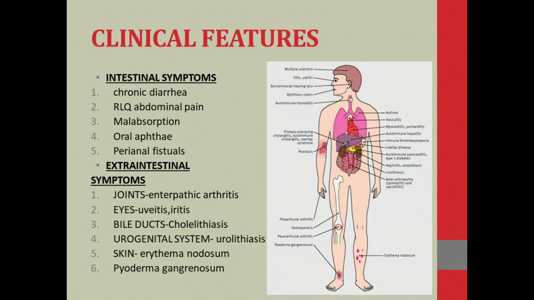The clinical features. The clinical features of Crohn's disease can be divided into intestinal symptoms and extraintestinal symptoms. The intestinal symptoms are chronic diarrhea, right lower quadrant abdominal pain, malabsorption, oral aphthae, and perianal fistulas. Extraintestinal symptoms. In joints, there is enteropathic arthritis. In eyes, there is uveitis and iritis. In bile ducts, there is cholelithiasis. In the urogenital system, there is urolithiasis. In skin, there is erythema nodosum, and also pyoderma gangrenosum.